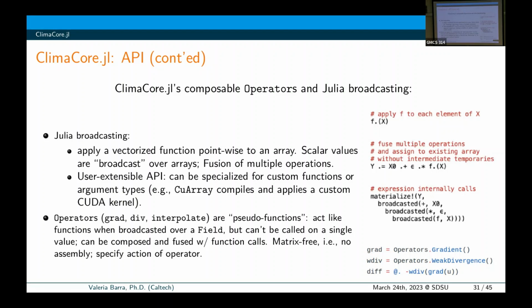So by extending this, we can also compose our differential operators. So we have this user extensible API where we can write custom functions and differential operators. For instance, here you see an example of a gradient and a weak divergence, and you can compose the two to make a Laplacian. So here you have a weak divergence of grad u, which is Laplace u. And this again will not need any temporaries. So again, it's a user extensible API where it's specialized on argument types. So if it's a CUDA array, the compiler would apply a custom CUDA kernel. These are pseudo functions, and again, this is a matrix-free operator representation, so we're not assembling any sparse matrix. So we only specify the action here of the physical operator.